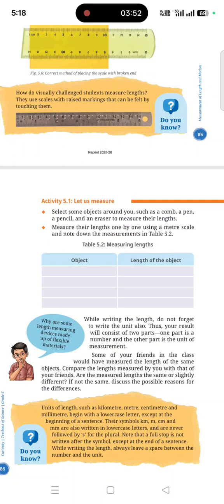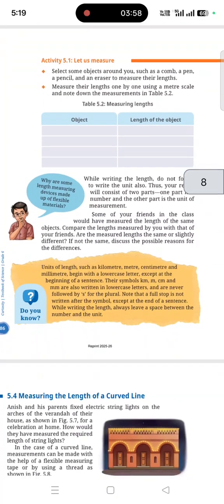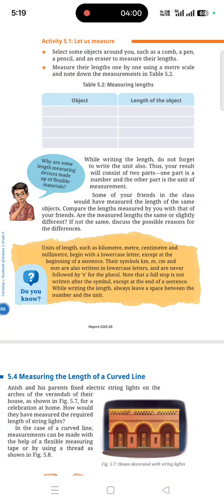So you should be measuring any four objects and filling this in the column, that is, the length of that object should be written here. Say for example, you can measure your height and put it here. You can measure another three people, your friends' height, and put it and measure here.